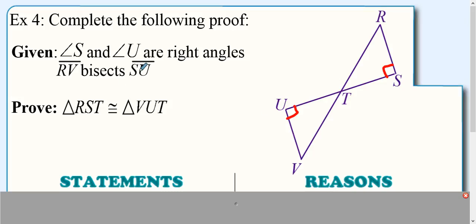And then RV bisects SU. Only one of those is getting cut in half, because it doesn't say they bisect each other. RV bisects, that means RV is doing the cutting. SU is the one getting cut, so that means these two sides are the same. And you always look for more information: reflexive, vertical angles, that sort of stuff. In this, we've got an X intersection, which is vertical angles. Those two angles are congruent.